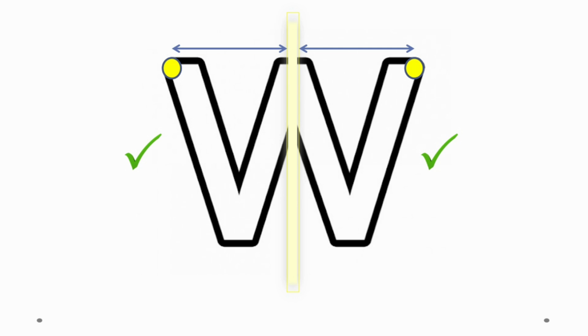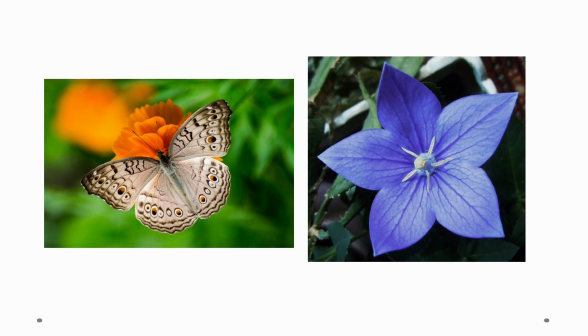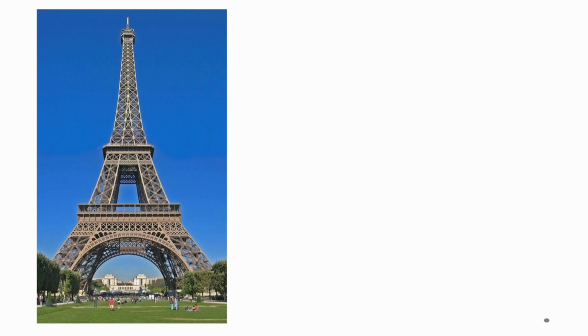This type of symmetry in which half of a shape is a mirror image of its other half is called reflectional symmetry. Symmetry is found in nature everywhere. A butterfly and a flower are the most common examples. In fact, if you look around, you will find symmetry all around you.